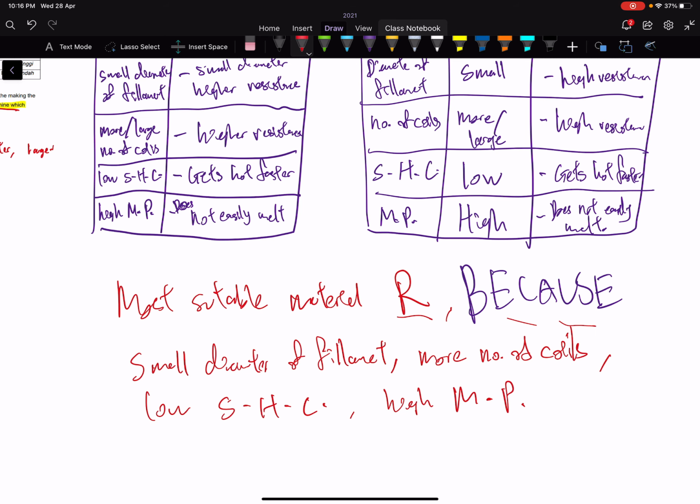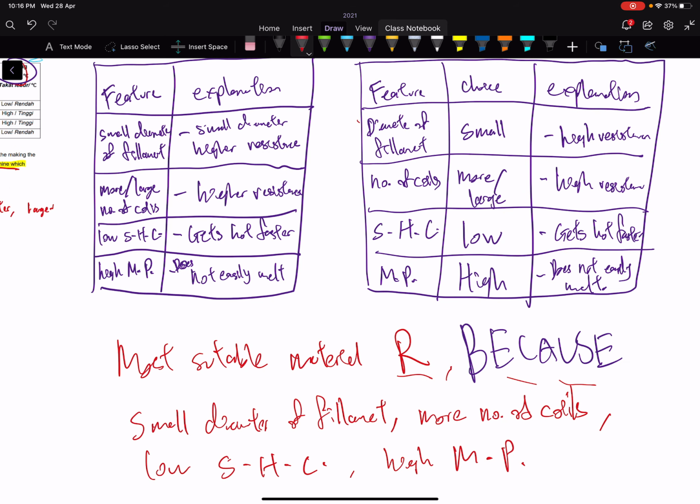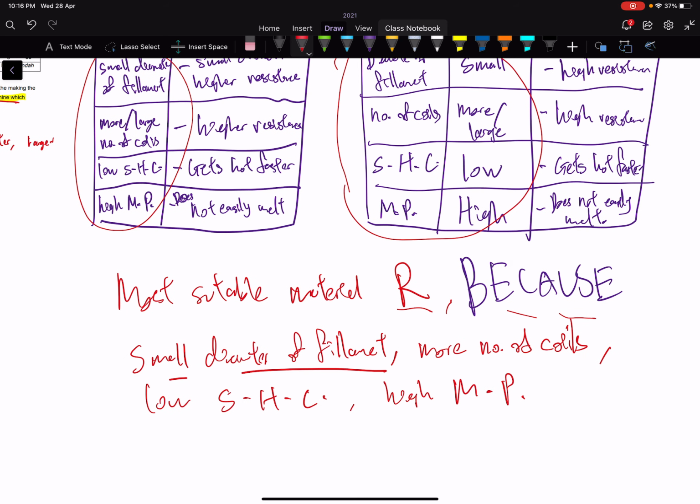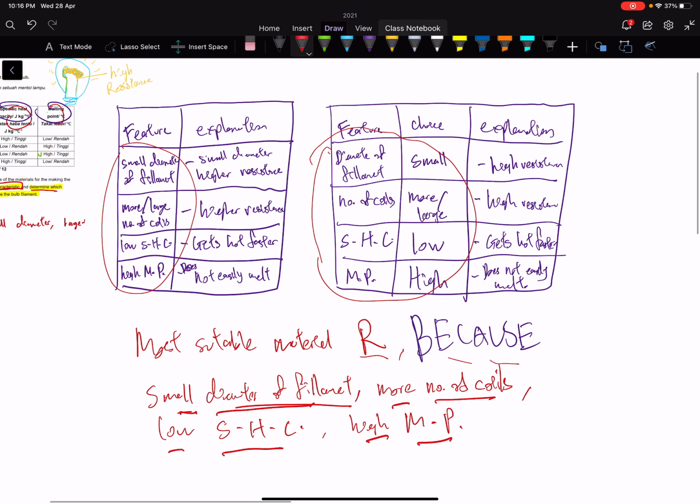The reason why is actually all over here. That's basically this part of your table. Just copy that and put it down. Small diameter filament, more number of coils, low specific capacity, high melting point. And then you will get, if you answer like this, you will get a full 10 marks.